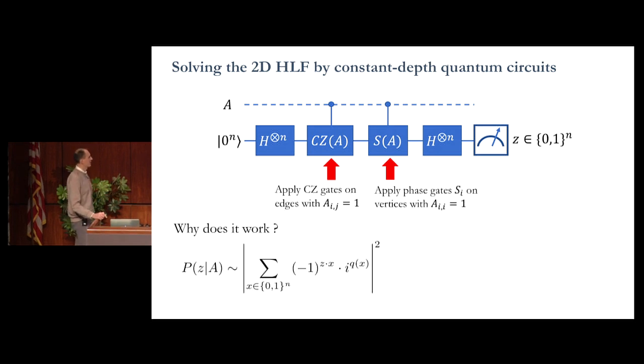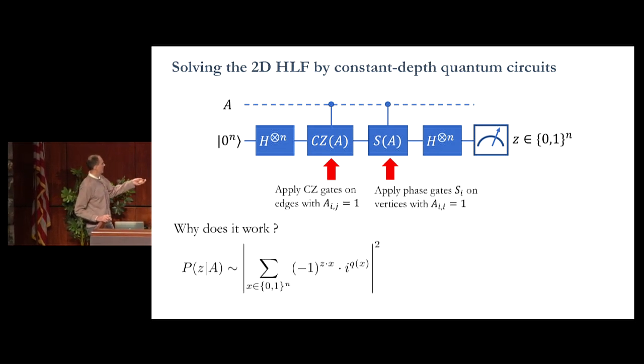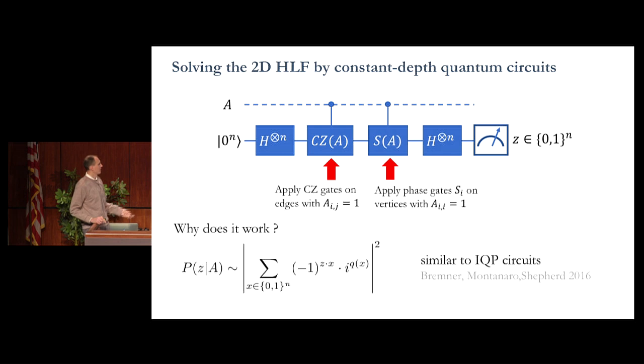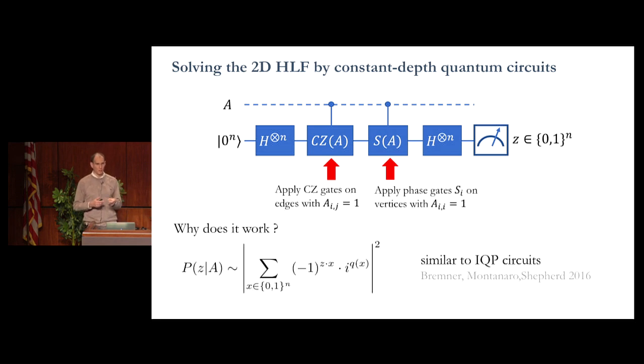Now, let me give you some intuition why this algorithm works. It's not hard to compute the output distribution, and it turns out to be given by this equation. So it's a Fourier transform of a phase function controlled by this quadratic form. And this is very similar to the output distribution of IQP circuits that we saw in Michael's talk on the first day.